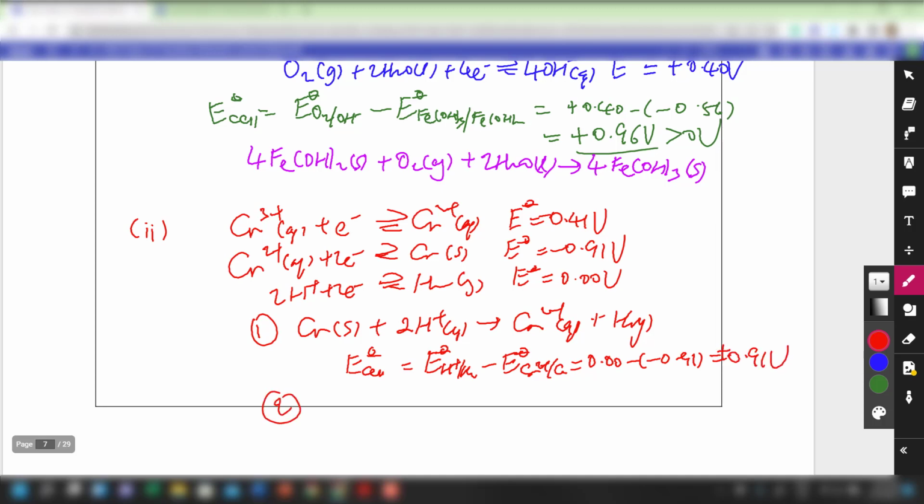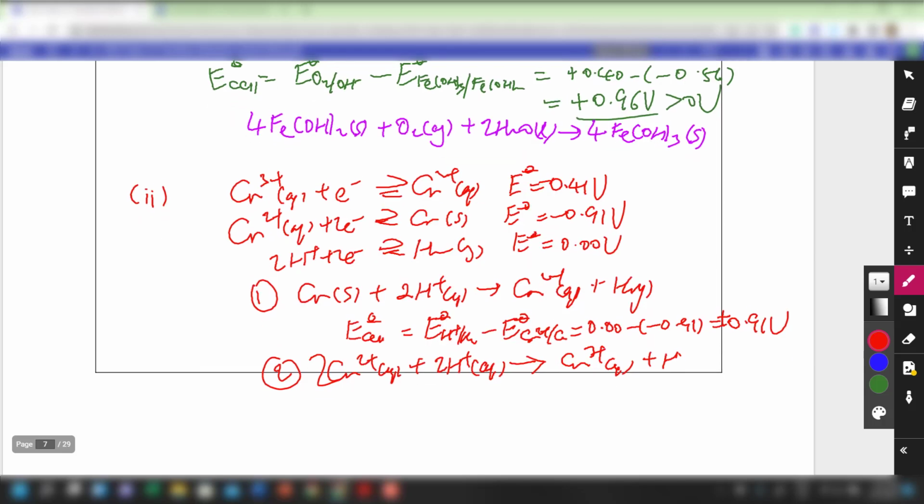We do the same thing and check whether chromium(II) can indeed be oxidized to chromium(III). Let's check this out. We end up with Cr3+ aqueous. I think I will need 2 of this, plus H2 gas.